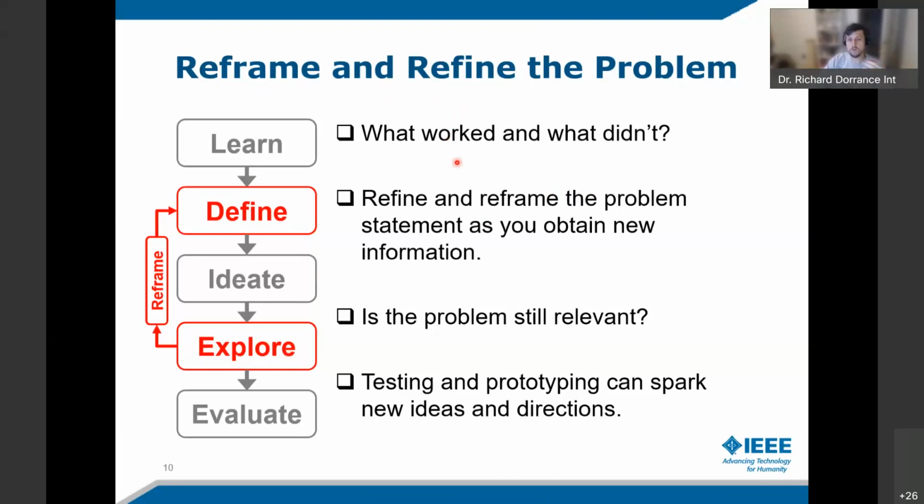Maybe none of the ideas work, so you have to go back and think, okay, do I need to change what my problem statement is that I'm trying to solve? Is that problem too ambitious? Maybe it's too narrow. You kind of need to reincorporate all those learnings that you've had within there.